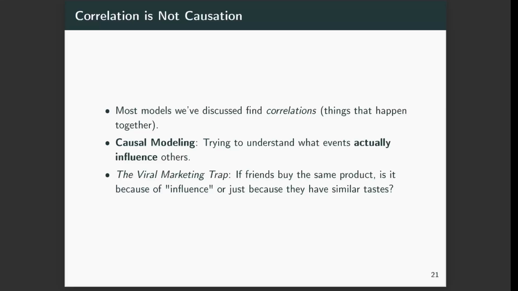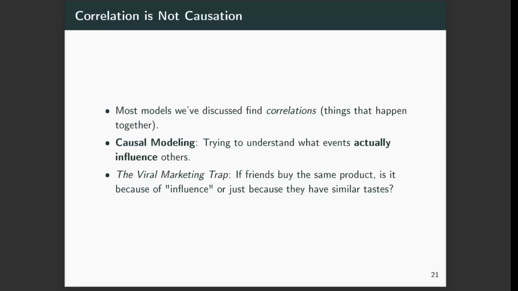Suppose you are analyzing social network data, and you observe that when one friend buys a product, their connected friends are more likely to also buy it. You might conclude, buying is contagious. If we can seed the network with early adopters, the purchase behavior will spread virally through social influence.